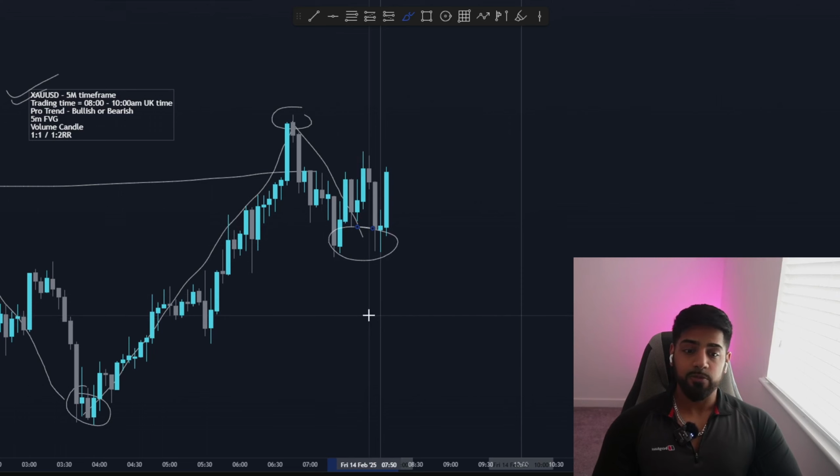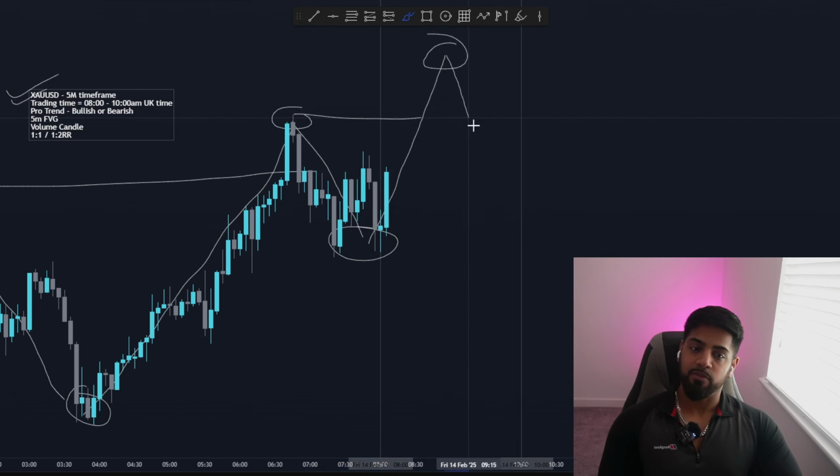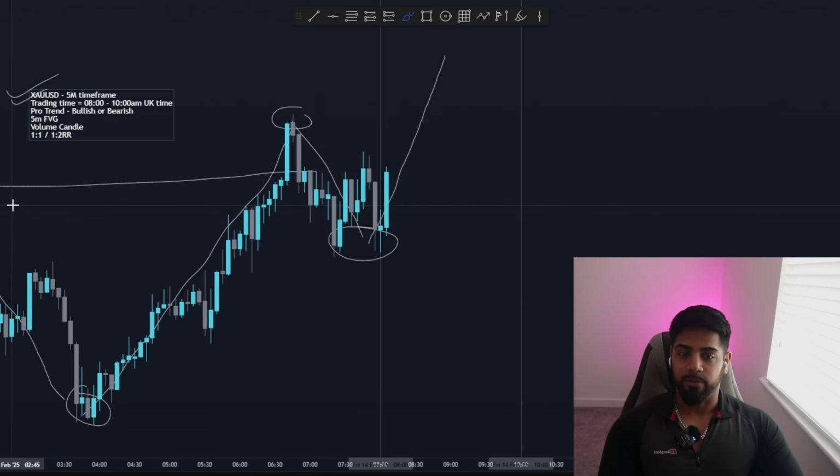So now that we've identified that we are bullish, price has now retraced and given us a higher low. This means our next anticipation is that we get a brand new higher high and we break this structural point right here. Once we get this higher high, we can then expect price to pull back. And when it does, we are going to identify the 5-minute fair value gap nestled inside of a volume candle, take our entry, and that is everything that we need to do.